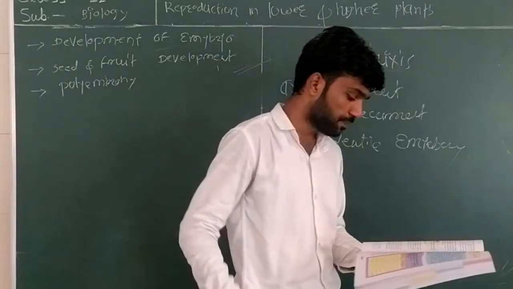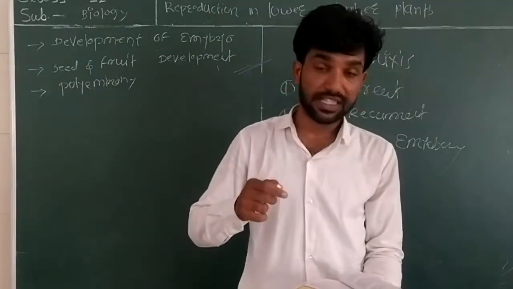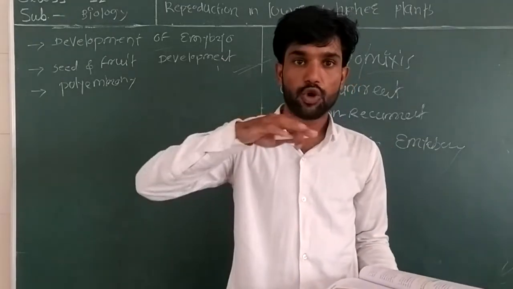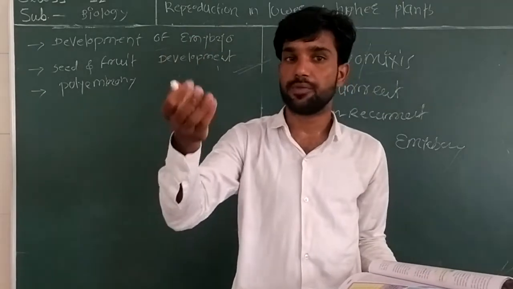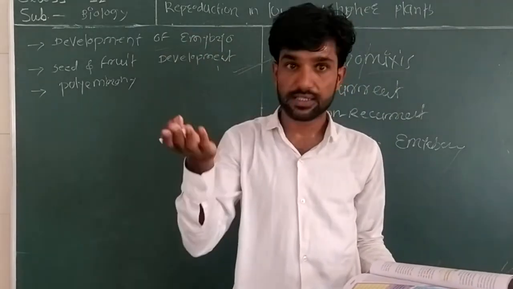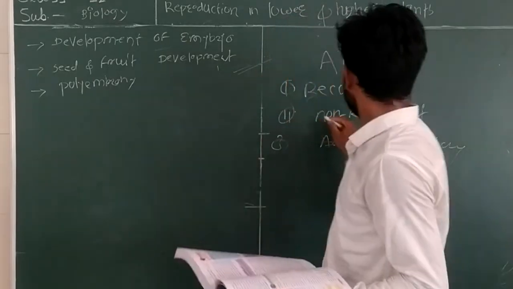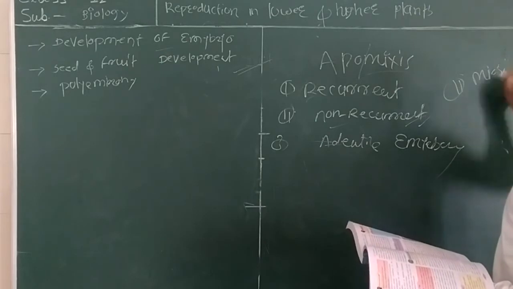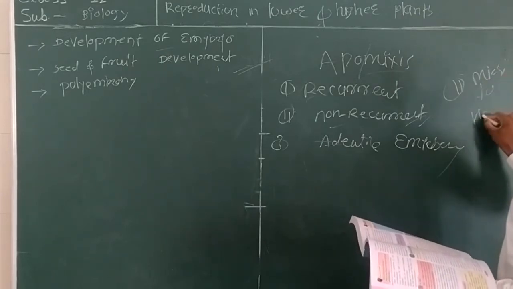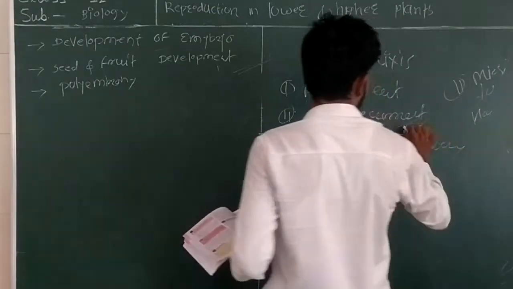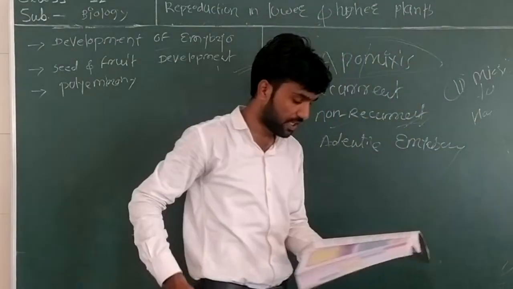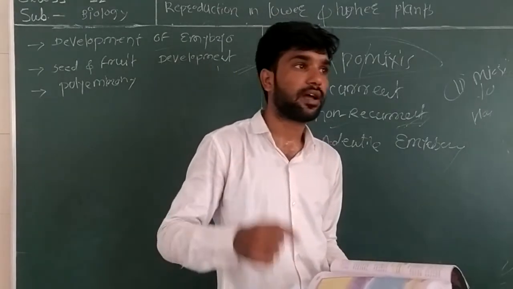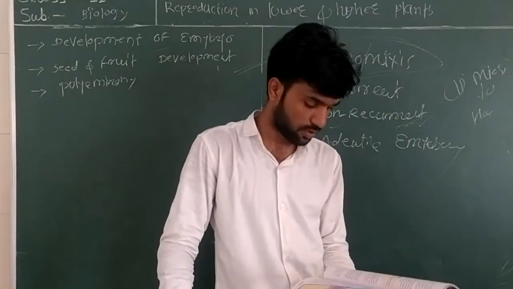Second is non-recurrent apomixis. In that, the megaspore mother cell undergoes meiotic division to form a haploid nucleus. In meiosis there is a breakdown or differentiation of cells. So in non-recurrent, meiosis is done, and diploid to haploid nucleus is formed without fertilization or any mixing. An example is Nicotiana, a plant of tobacco.